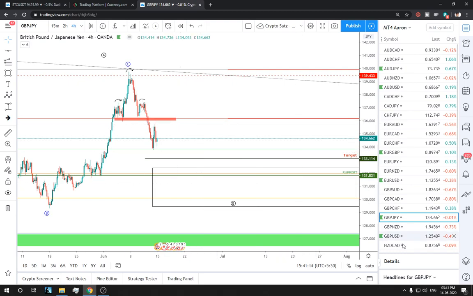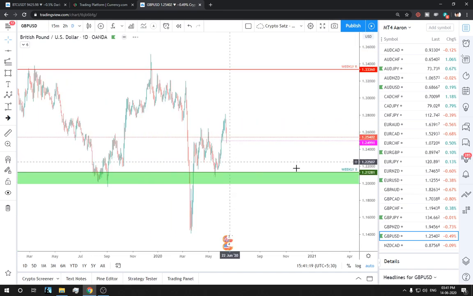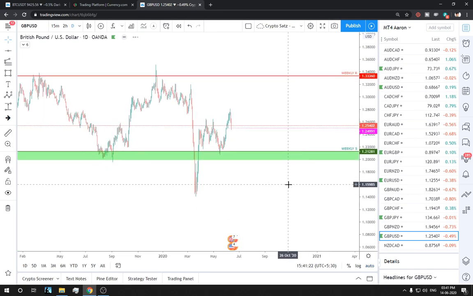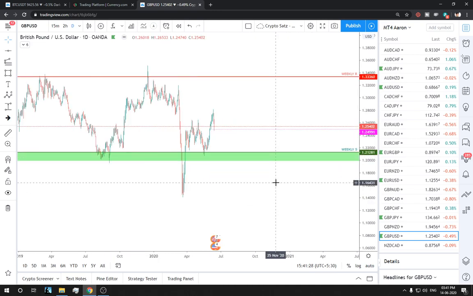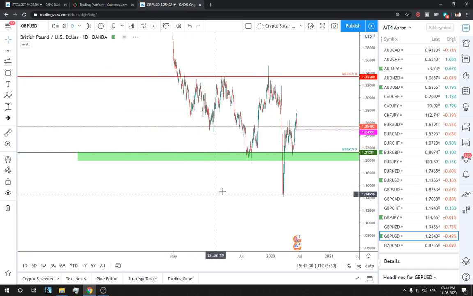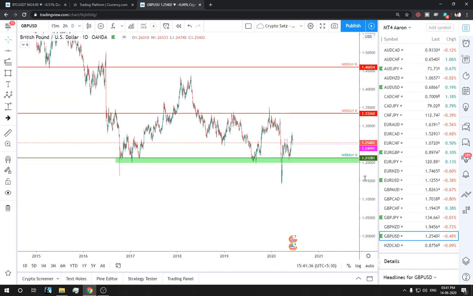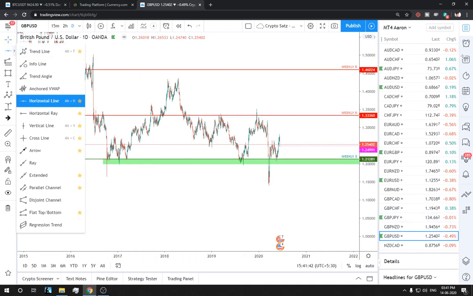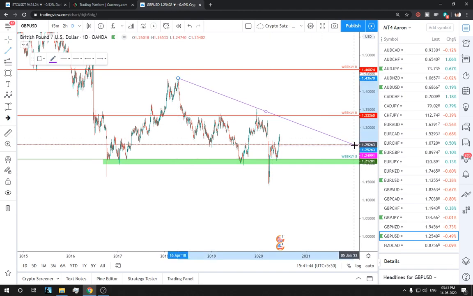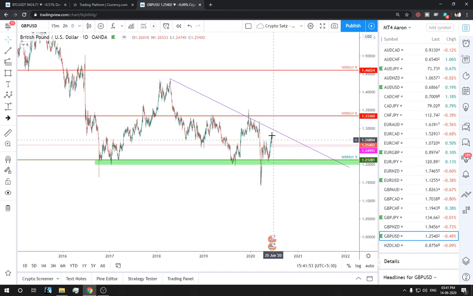So let's move on to the next one, GBPUSD. I'll go with the 1 day time frame. Even this is looking three wavish. Let's see, possibly a double bottom, same as GBPJPY, it is looking the same. And we have a resistance trend line out here.